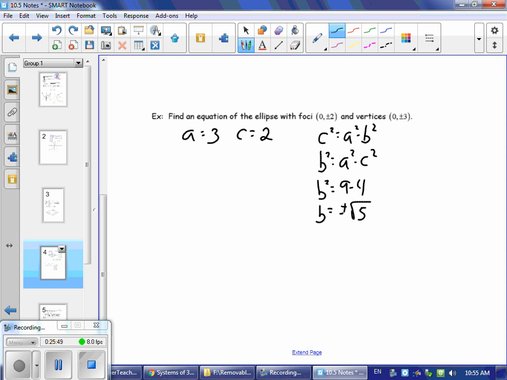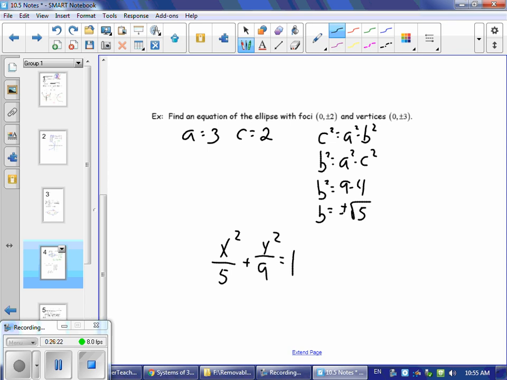Now we have everything we need to write our equation in standard form. Remember in this case that the y is going to be the major axis, so y gets the A on the bottom and the x gets the B on the bottom. So our equation should look like x squared over b squared, squaring the square root of 5 is 5, plus y squared over a squared is 9, equals 1.